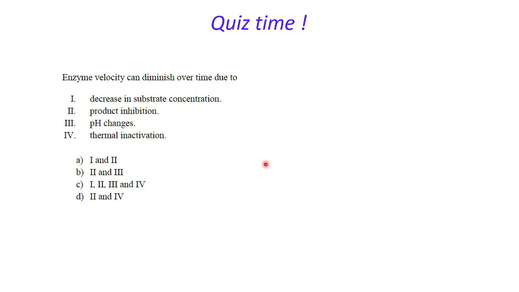So enzyme velocity can diminish over what of the reasons? As the reaction proceeds, you will see that the substrate is consumed, so there can be a decrease in the substrate concentration. Now sometimes the accumulation of the products can bind to the enzyme and inhibit its activity. So that is possible. pH changes definitely affect it, and thermal inactivation also affects the enzyme velocity. So 1, 2, 3, and 4, which is option C.